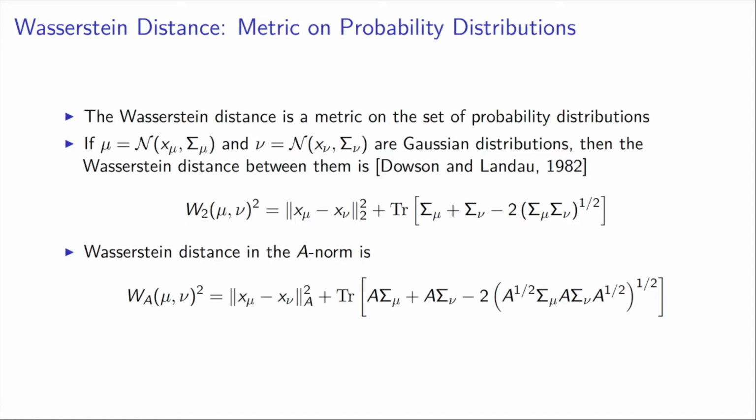If we have two normal distributions, mu and nu, that are Gaussian distributions, then we can compute the Wasserstein distance between them using this formula that is an expression in terms of the two-norm difference between the two means and an expression involving the traces of the covariance matrices. If instead we use the A norm to compute the Wasserstein distance, the formula changes to being an expression in terms of the A norm of the difference between the two means and an expression involving the trace of A times the covariance matrices of those two distributions.